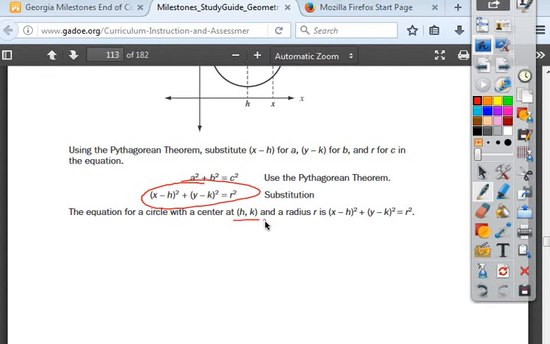Notice what happens with this minus H and minus K when I take it out. They split up. But what happens to the sign? They change sign. So whatever is in the parentheses, when you take it out, you change the sign. And the R is not R, but it's really R squared.